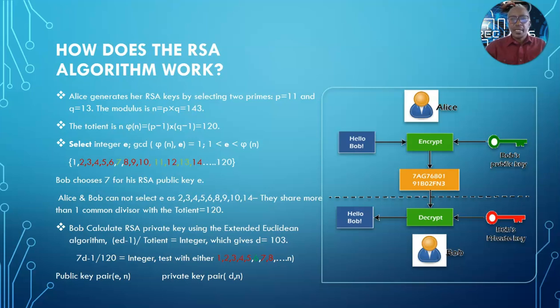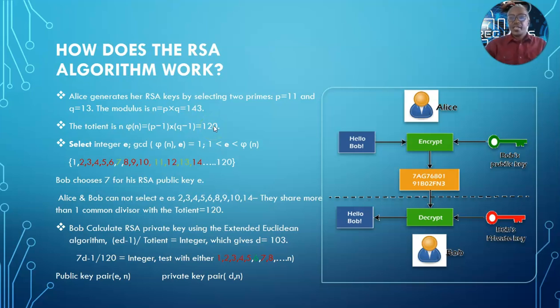The second step is that they calculate the totient. The totient is a value that is generated from this equation here: each selected prime number minus 1. So if you had 11 here, it will be 11 minus 1, which is 10, and 13 minus 1, which is 12. We create a totient of 120. So that is the totient.